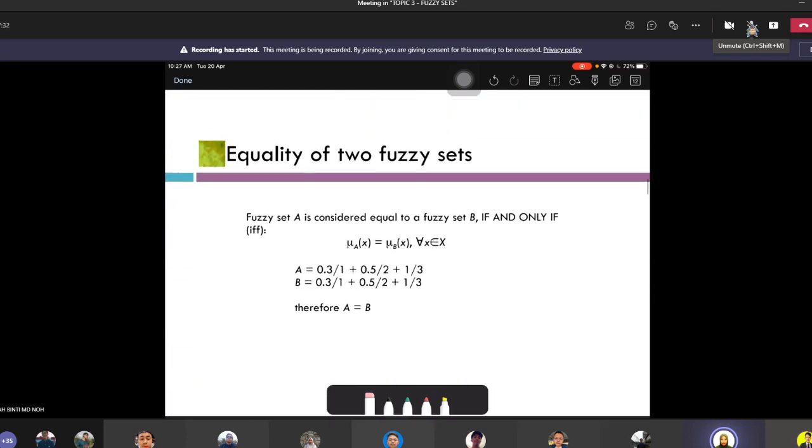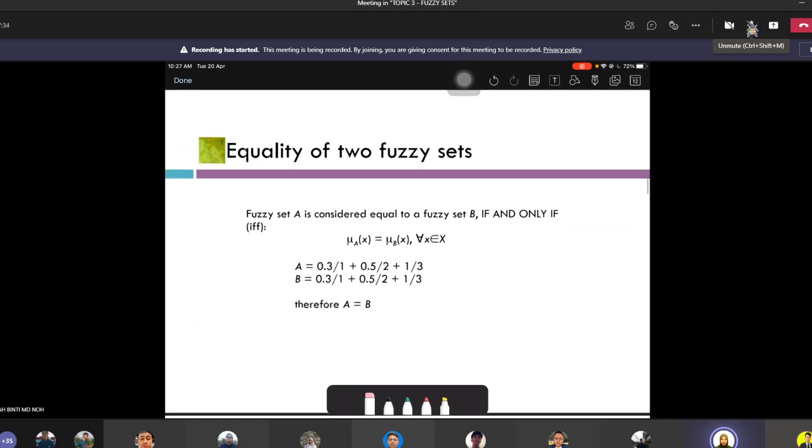Alright, so kita tengok satu-satu. Okay, how are we going to say that two fuzzy sets are equal? If you have two fuzzy sets, a fuzzy set is considered equal if and only if setiap elemen X belongs to A dan X juga belongs kepada B. Okay. Dan degree of membership dia kena sama. Baru kita kata A dengan B tu equal.